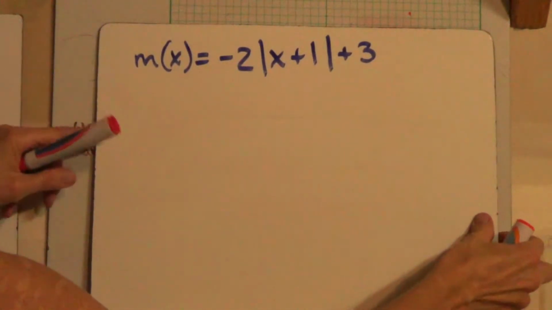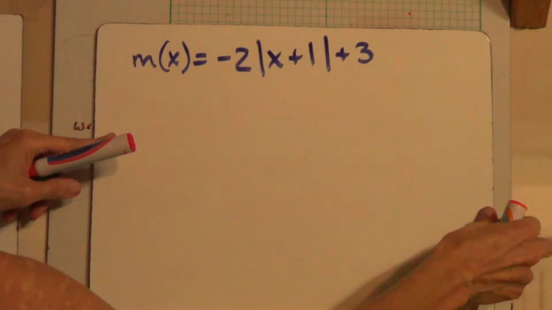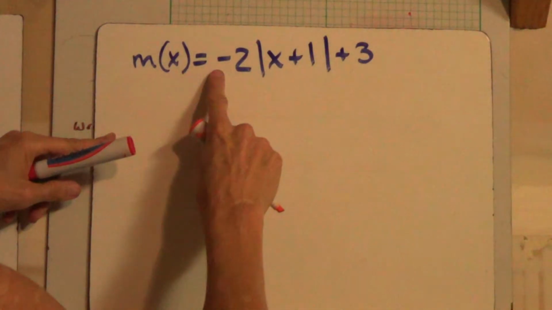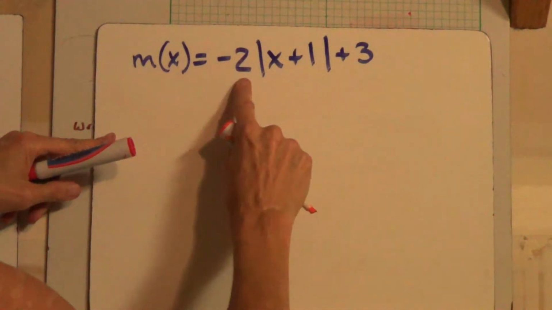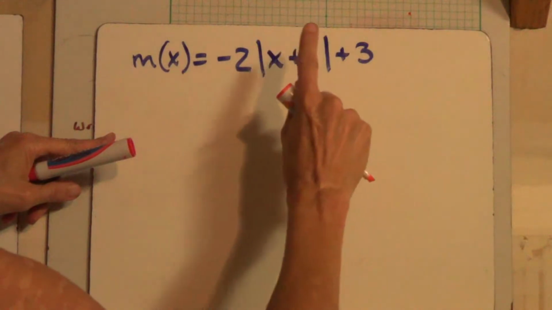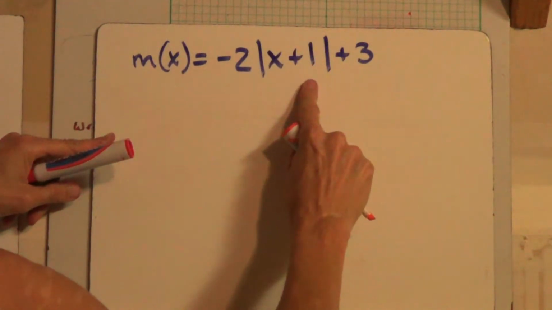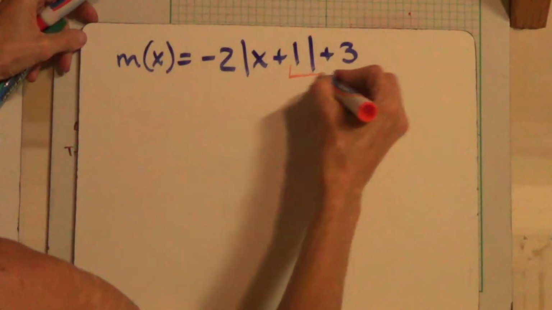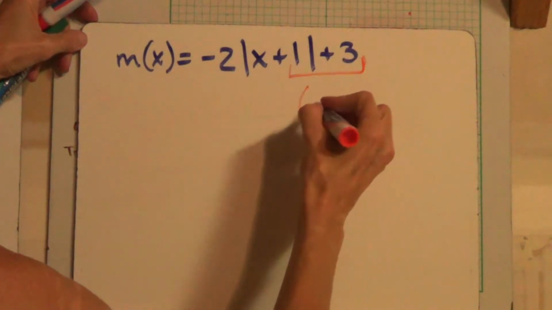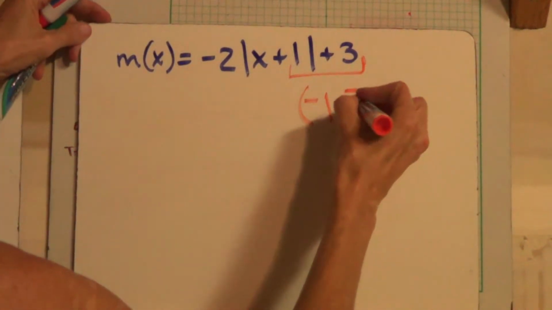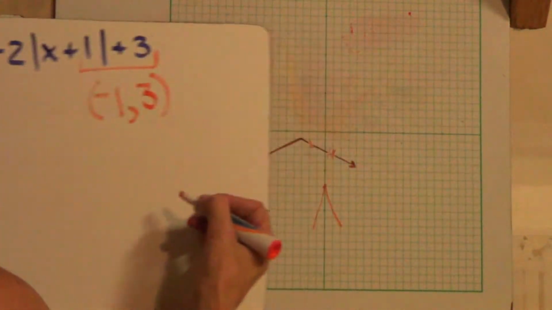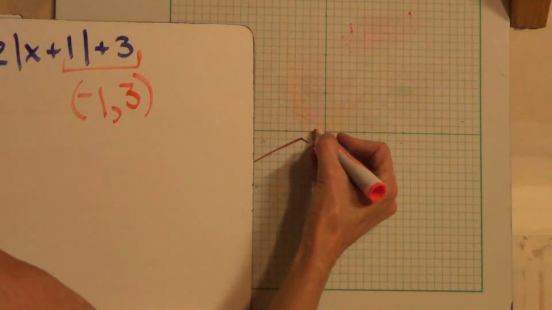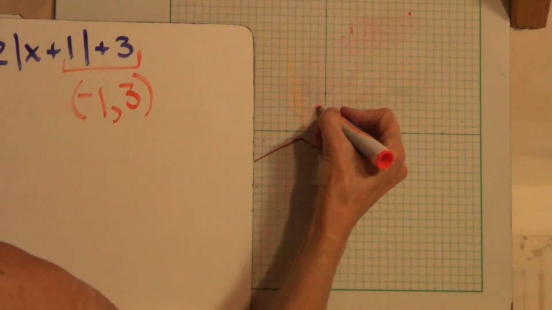Here's a whole bunch of combinations here. This is a reflection, stretched by 2. H shift left 1, up 3. So the first thing I do is I move the vertex when I have multiple. I just go to the left 1, up 3, and I put my vertex. So left 1, up 3, and there's my vertex.